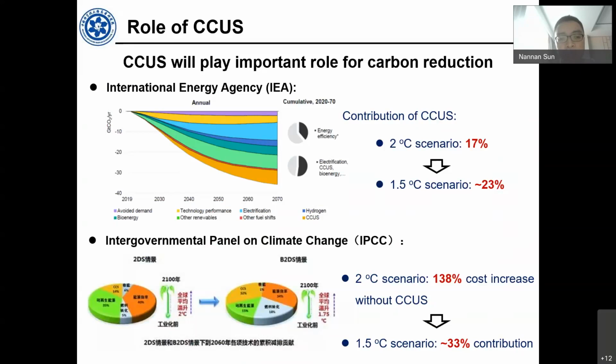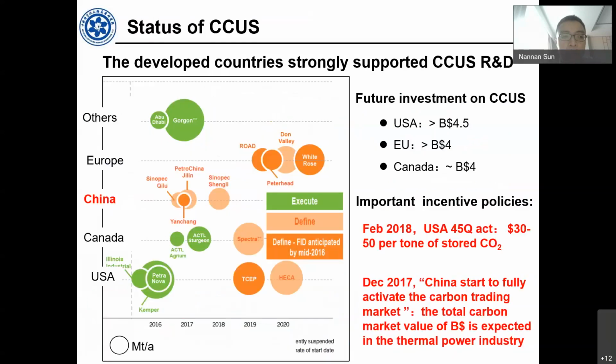Similar results were also reported by the IPCC. In their estimation, if we want to achieve the 2-degree C scenario, the cost will be 38% higher if we're not using CCUS. So most of the developed countries pay a lot of attention to the development of CCUS technologies. They're spending a lot of money on the development of such technologies and related applications.